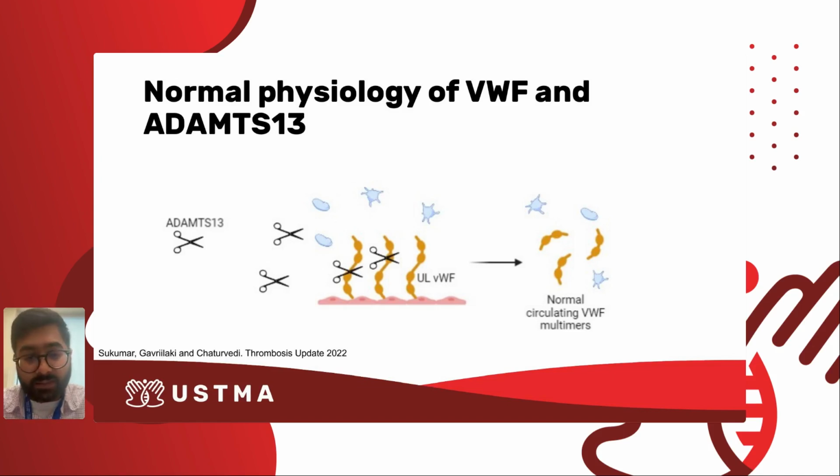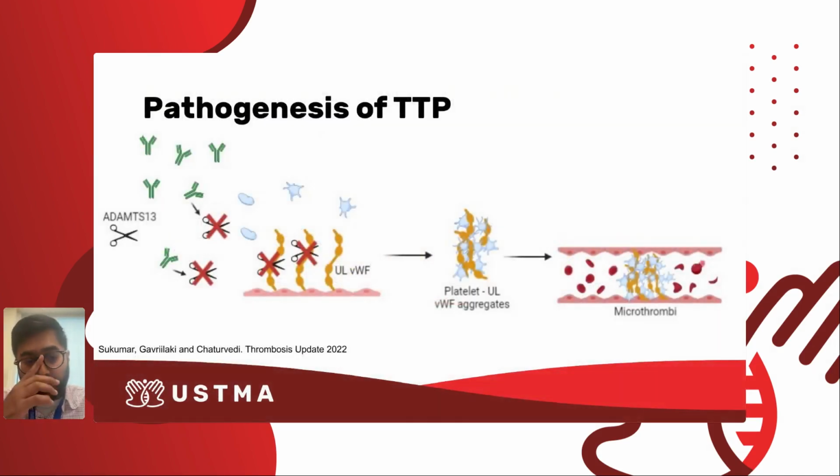However, whenever you have antibodies that either functionally inhibit or promote the clearance of ADAMTS13, you have an overabundance of these ultra-large von Willebrand factor multimers, and that can cause platelet ultra-large von Willebrand factor multimer aggregates, and these will form microthrombi in the capillaries and small vessels of these different organs that I mentioned earlier. That's what causes the shearing of the red blood cells as well as end organ ischemia.